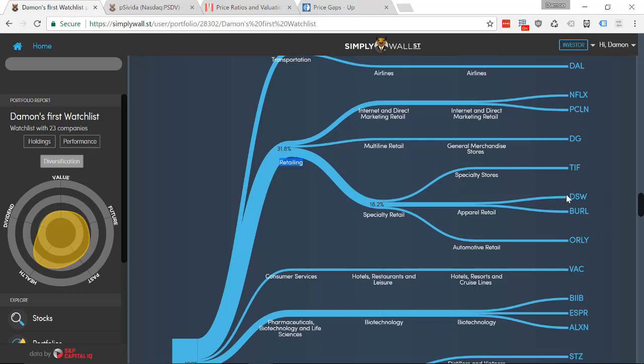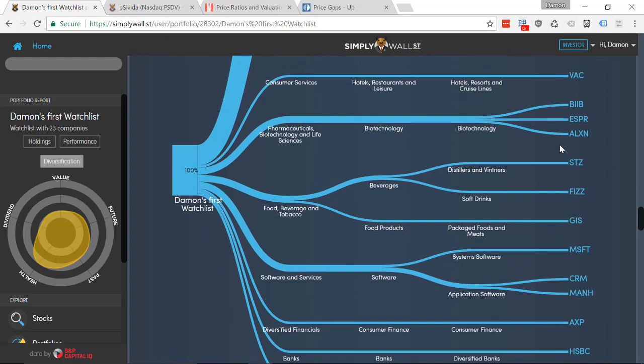And I notice a few of these are misplaced, but that could just be an issue of varying opinion. Priceline, for example, gets 97% of its revenue from hotel bookings. So I wouldn't consider this an internet and direct marketing retail. I'd put this in the hotel or travel industry. But for the most part, everything's pretty much correct.